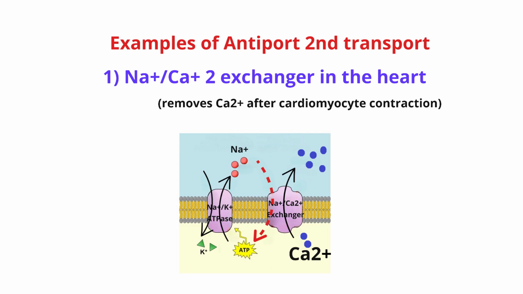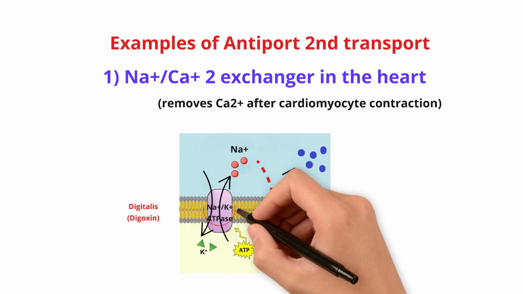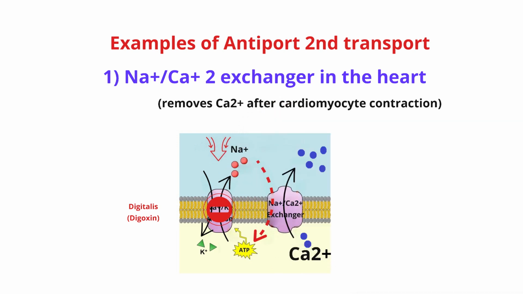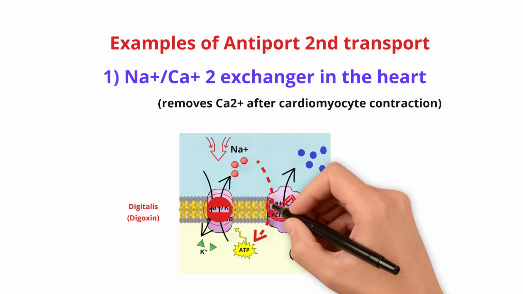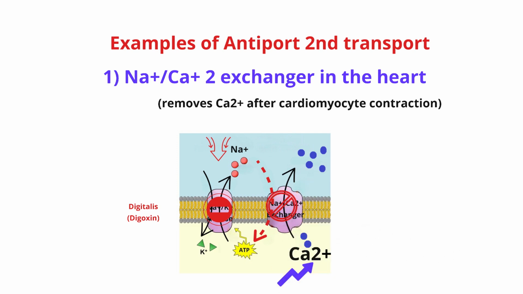Interestingly, the sodium-calcium exchanger is a target therapy in patients with heart failure to increase contractility by increasing calcium levels. For example, the drug digitalis inhibits the sodium-potassium pump, leading to reduced sodium levels outside the cell. As sodium levels outside the cell become significantly reduced, this inhibits the sodium-calcium exchanger and increases intracellular calcium levels and so contractility of the heart.